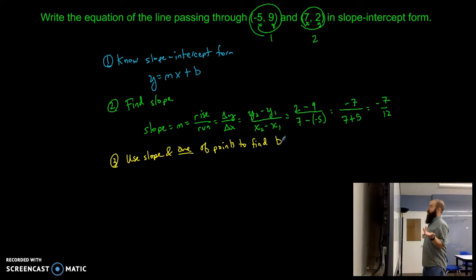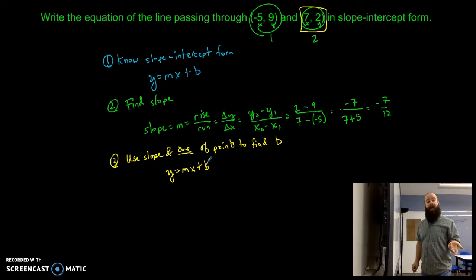So I'm going to choose one of these 2 points. Let's just say I chose this one. And I'm going to put slope-intercept form down, y equals mx plus b. I know m, I found that in step 2. I don't know b because that's the y-intercept, and neither of the points we were given were y-intercepts. They're just points on the line.